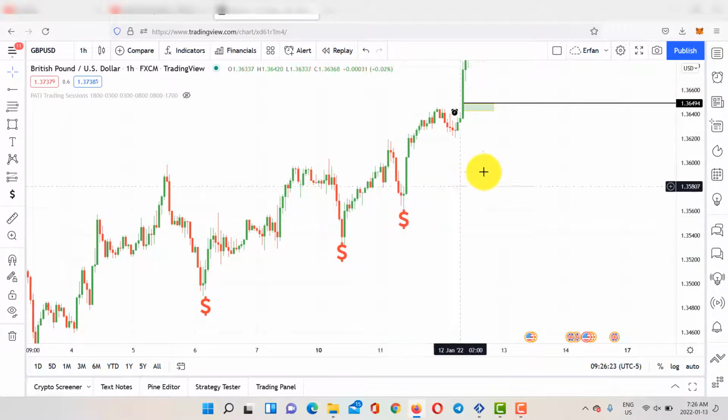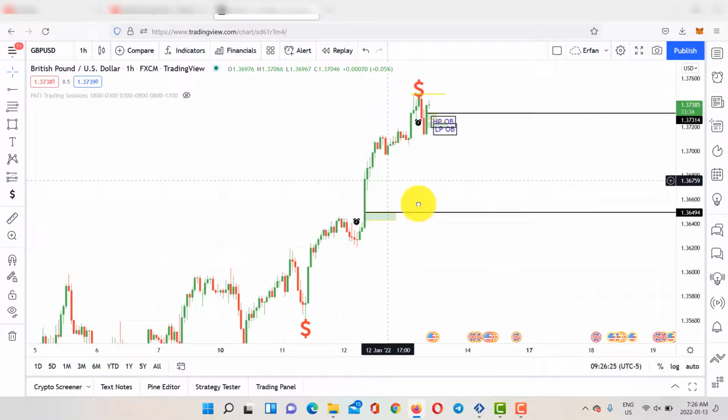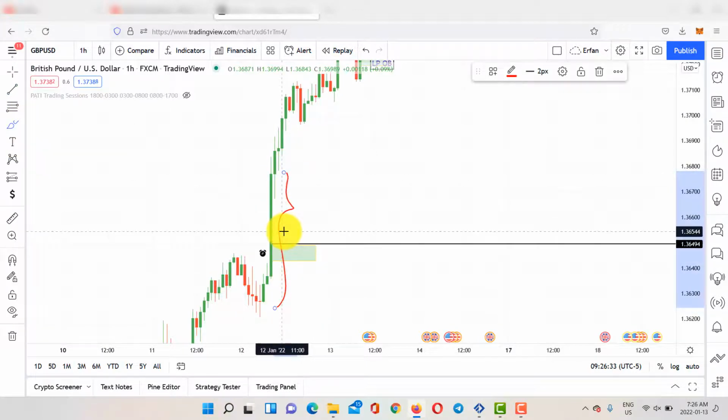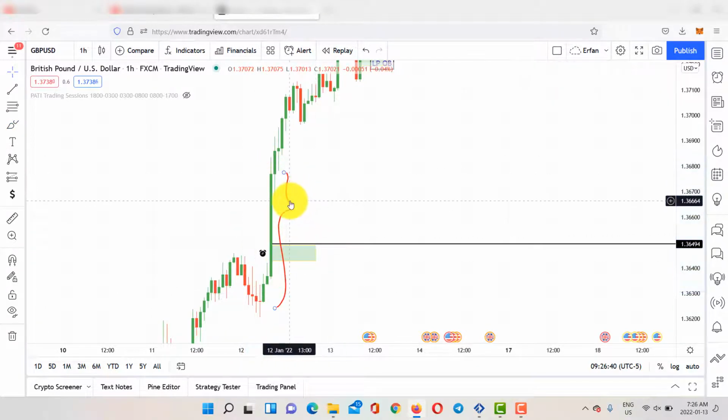So it means that we have so much liquidity here. Even here, see this big candle, it's actually so much liquidity right here. Not liquidity necessarily, I would say gap. We have a huge gap that needs to be filled in.